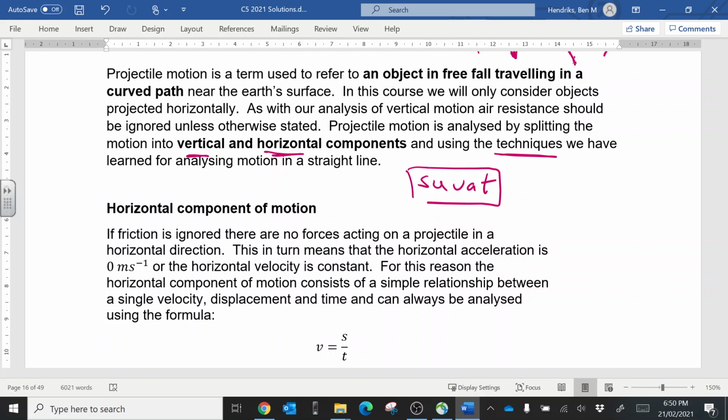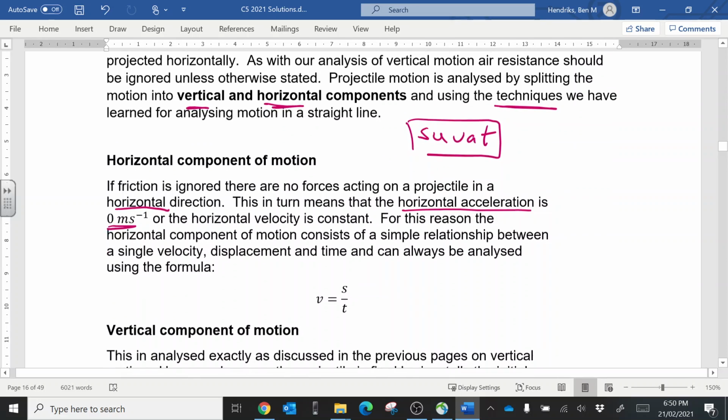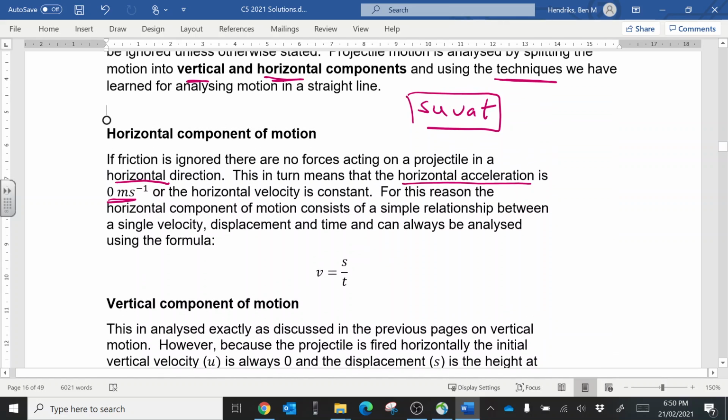If friction is ignored, there are no forces acting on a projectile in a horizontal direction. This means that the horizontal acceleration is 0 meters per second squared. So that means that we've got a constant velocity. And they state here, for this reason, we can just use this equation to calculate the velocity.